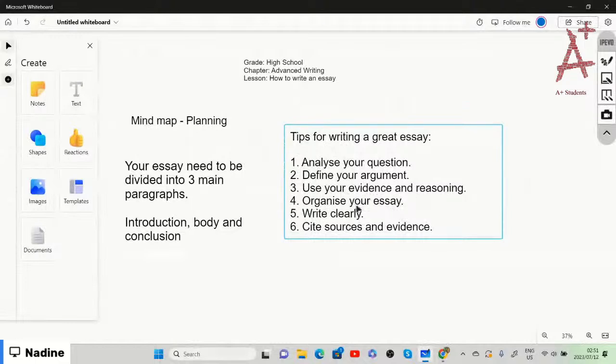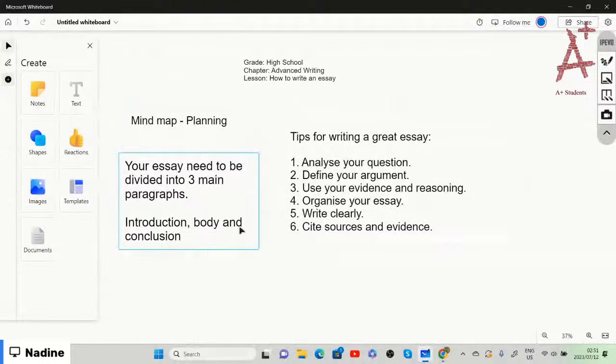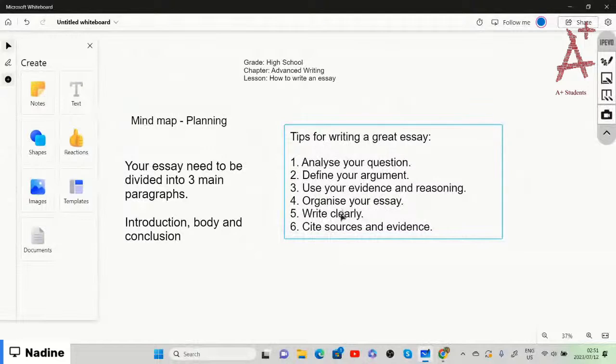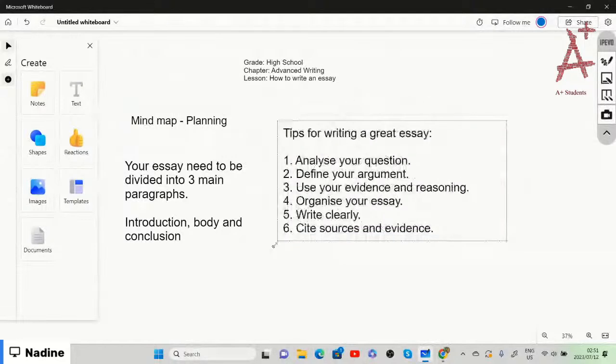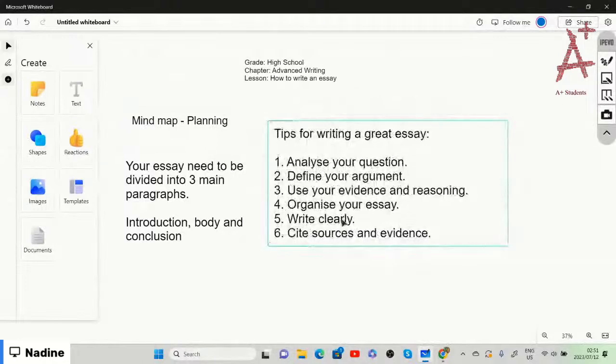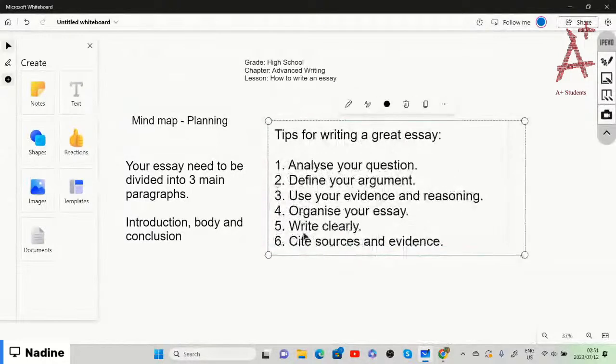Organize your essay, your main ideas. Your intro gives us a brief overview of your topic, and also within your intro, you mention the thesis statement that you are going to develop throughout your entire essay. Write clearly. This is where your formal writing comes in when writing an essay. And cite your sources and evidence, which goes back to use your evidence and reasoning.